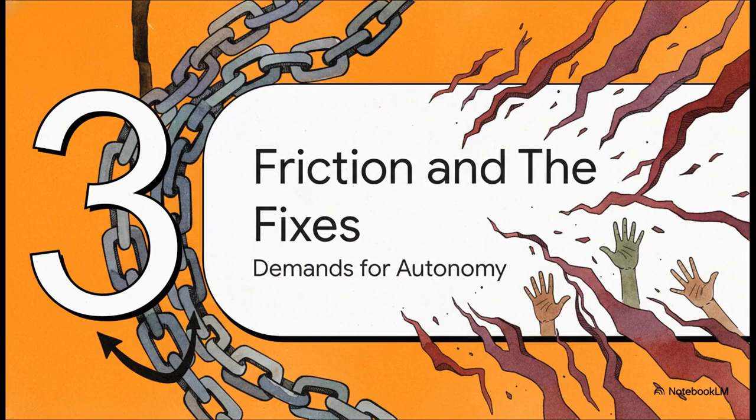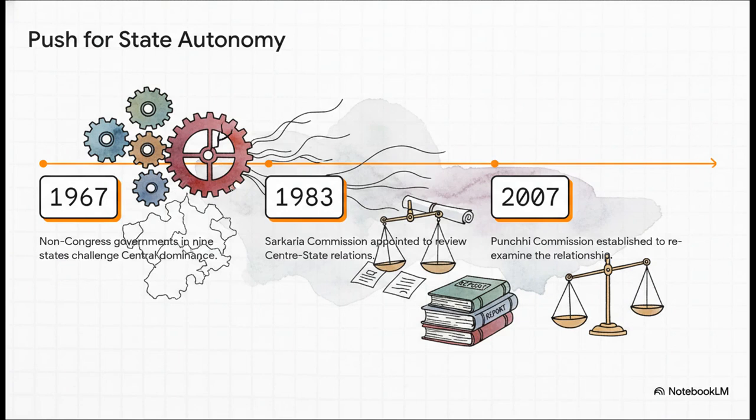So, with a system designed with such a strong central bias, you can probably guess what happened next, right? Friction was pretty much inevitable. As India's politics changed over the years and different political parties started running the center and the states, those calls for more state power and more autonomy got a whole lot louder. A real turning point came in 1967. For the first time, you had non-Congress governments come to power in a bunch of states, and they started pushing back against the center's dominance.